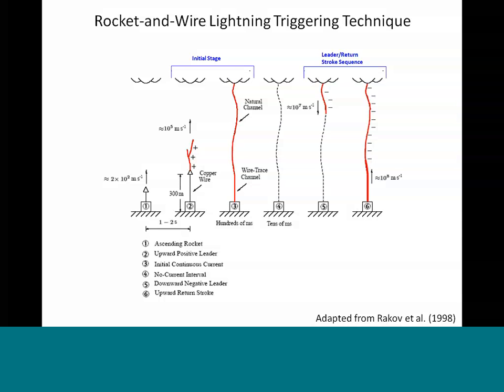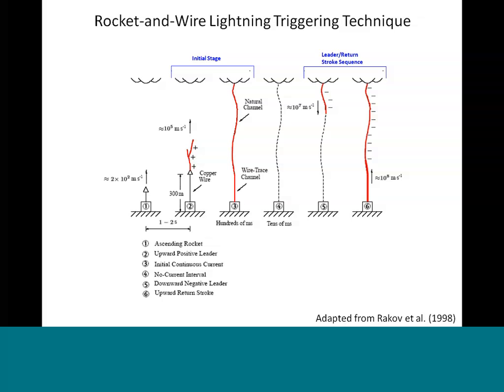After that, the leader approaches the thundercloud, and then we have some currents. We call it the initial continuing current. This is different from the continuing current that we had after the first return stroke in natural lightning. Then we have a no-current interval, and from this step ahead we have leader-return stroke sequences that are very similar to subsequent return strokes in natural lightning. So these first phenomena can be considered equivalent to the first return stroke and the stepped leader of natural lightning, and the rest are, as I mentioned earlier, similar to the subsequent return strokes.